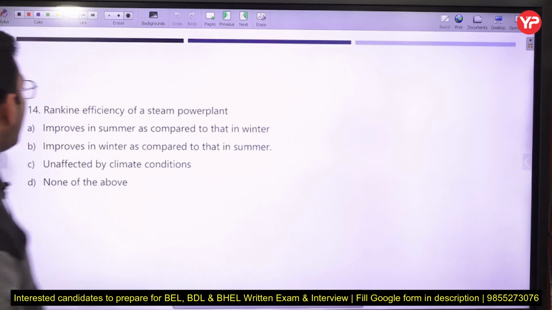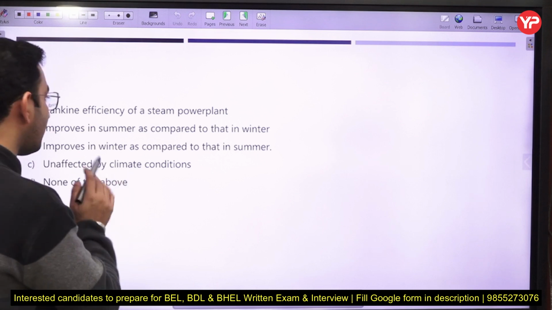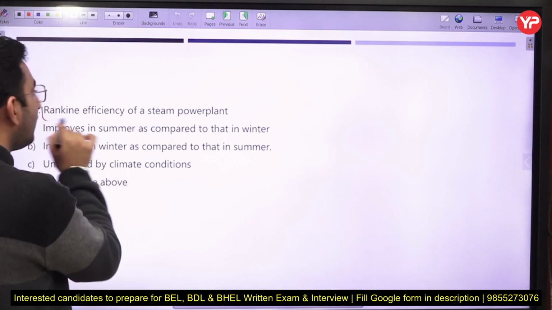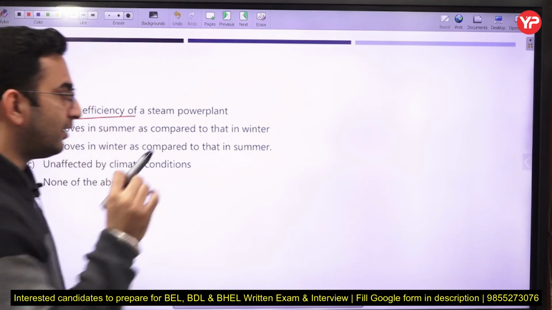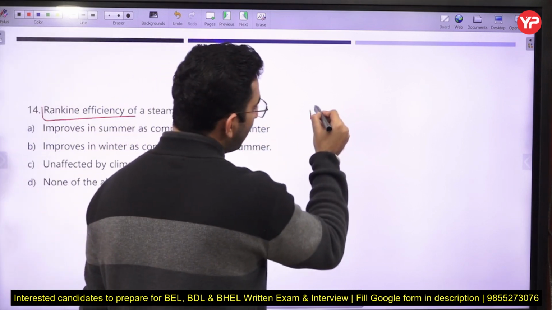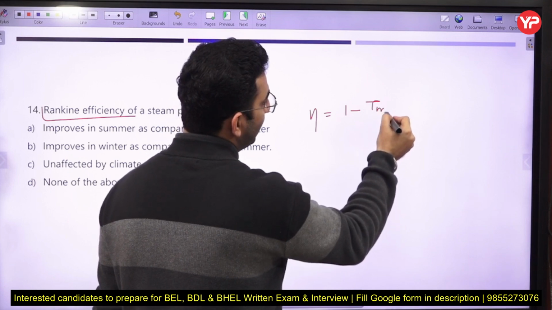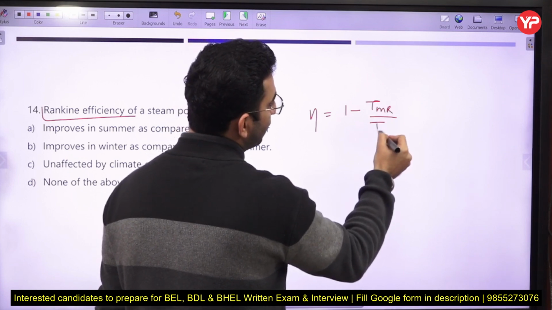Next part, Rankine efficiency of a steam power plant improves in summer as compared to that in winter, improves in winter as compared to that in the summer, or is unaffected by the climate condition, none of the above. See, when we talk about the Rankine efficiency, the simple way of doing this question is like that. Just write down the efficiency formula of the Rankine cycle in terms of the mean temperature of heat rejection as well as the mean temperature of heat addition.